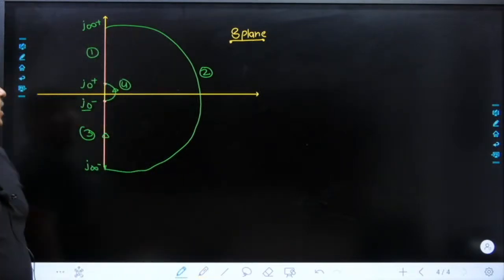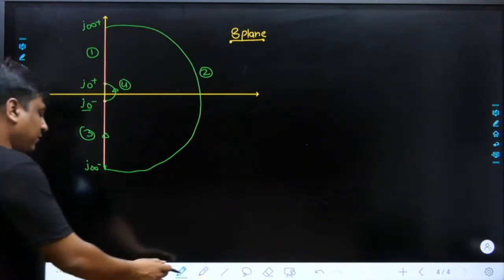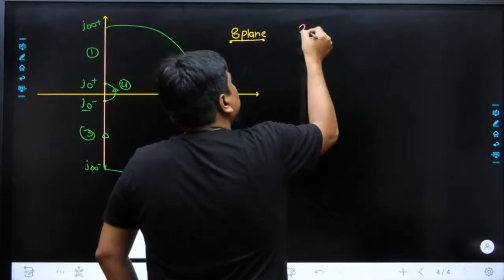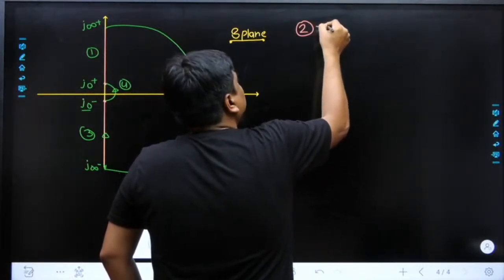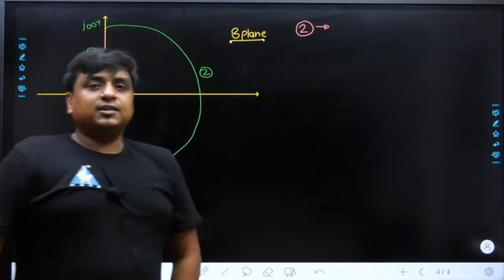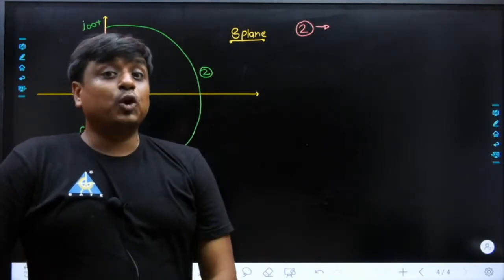Agreed now? Many of the students start thinking, sir, what are these segments and when would they be used? Most of the time, segment number 2 is not going to be used. May I know when segment number 2 would be used? Segment number 2 is used only and only when you have an improper transfer function.